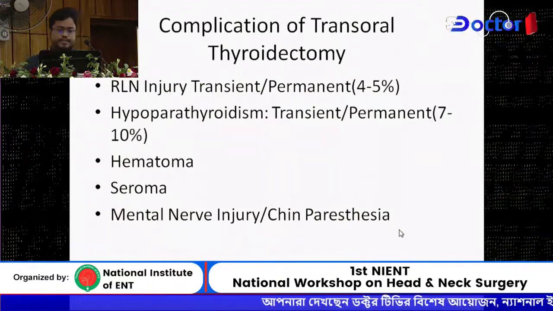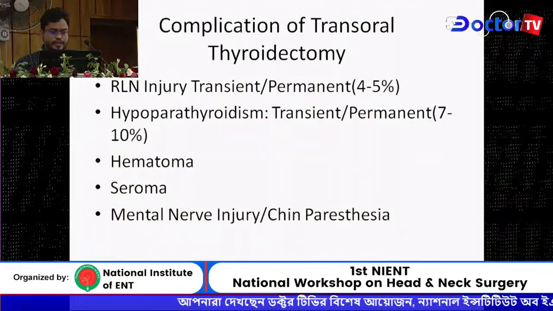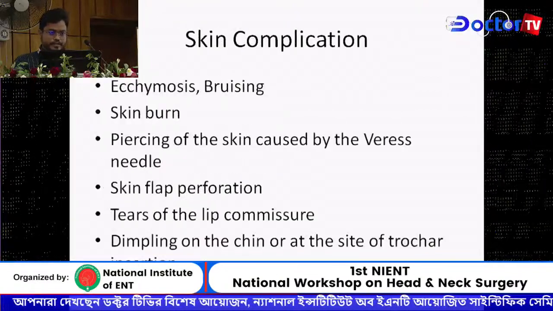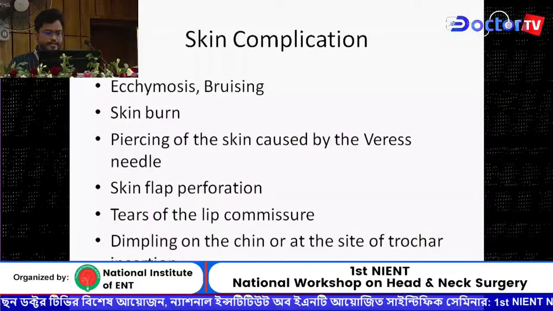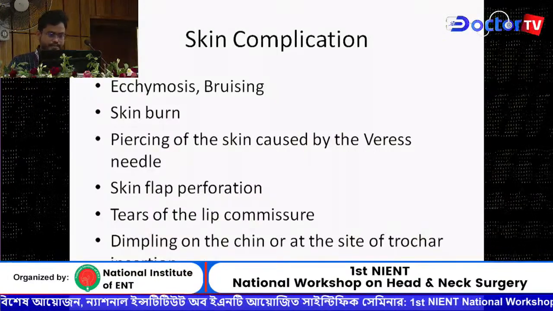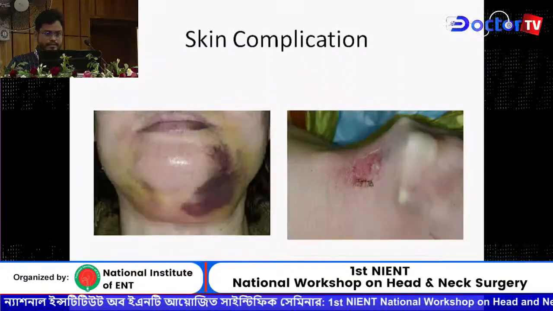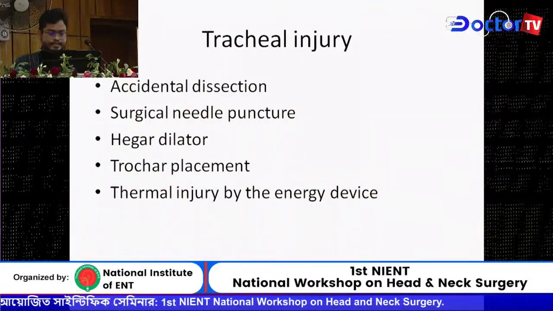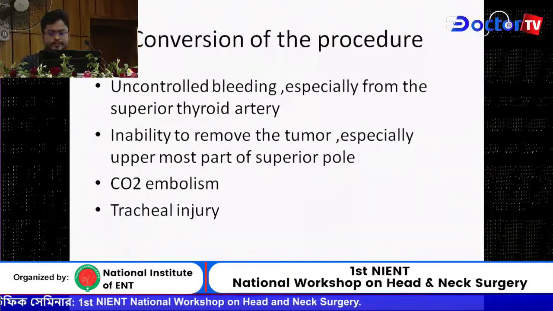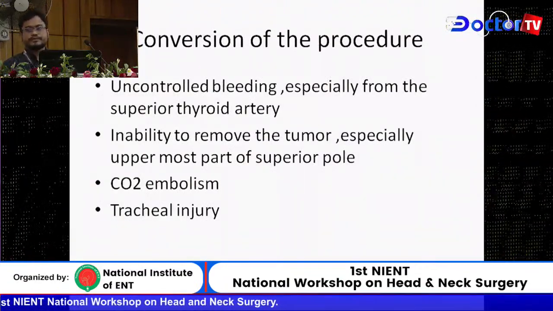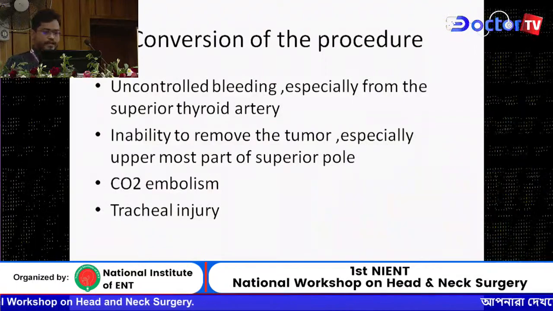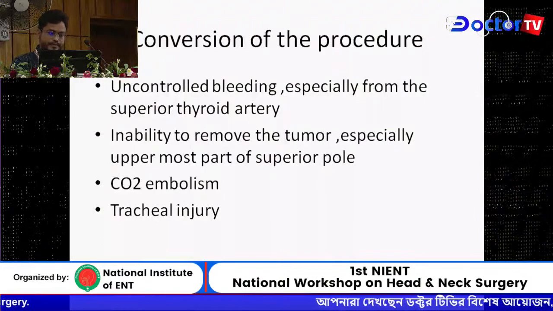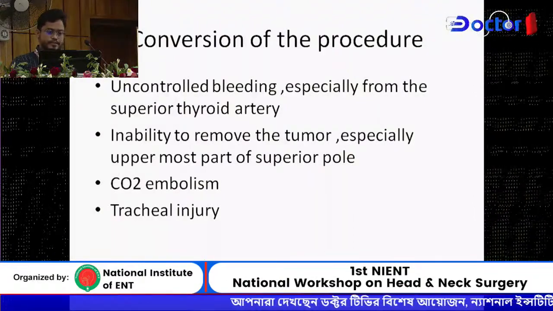And then complications: recurrent laryngeal nerve injury, hypoparathyroidism, hematoma, mental nerve injury, surgical site infection, carbon dioxide embolism, skin ecchymosis, bruising, skin burn, piercing of the skin by needle, skin flap perforation, and tracheal injury by the power instrument or Veress dilator. The most grave complication, I think, is conversion of the procedure. We have to change the aim of the surgery. Uncontrolled bleeding, especially from the superior thyroid artery, inability to remove the tumor, especially from the uppermost part of the superior pole, carbon dioxide embolism, tracheal injury.